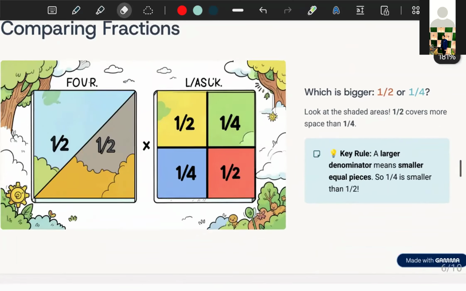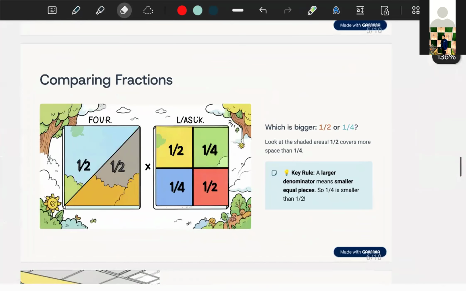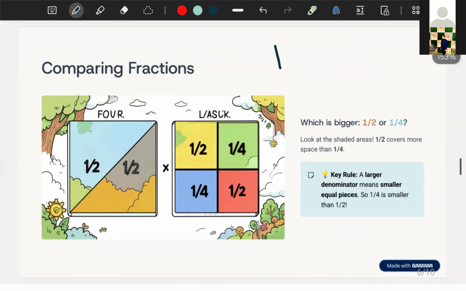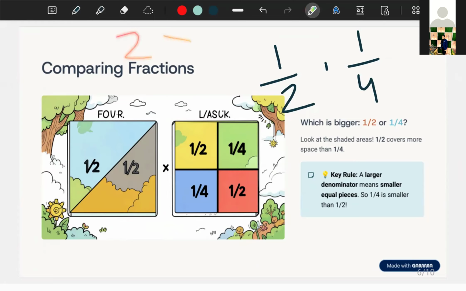Now if we want to compare, suppose we have two fractions like 1 by 2 and 1 by 4. If we want to compare them, which one will be greater or which one will be smaller? With normal numbers, we know that 2 is smaller than 4 and 4 is greater than 2. But with 1 by 2 and 1 by 4, we can't say that 1 by 2 is smaller because 4 is greater than 2. No, in terms of fractions it is not that way.